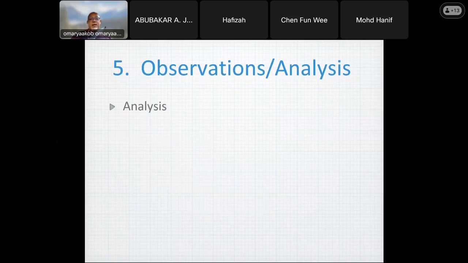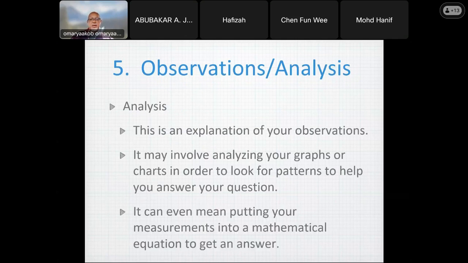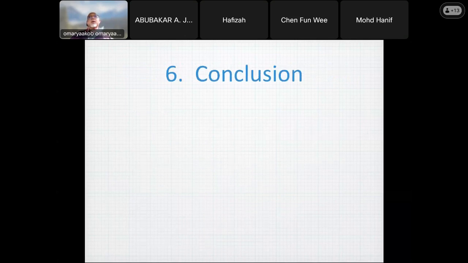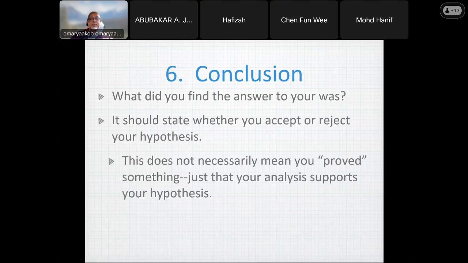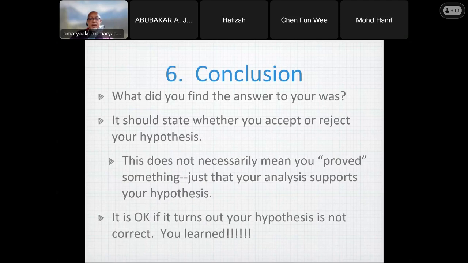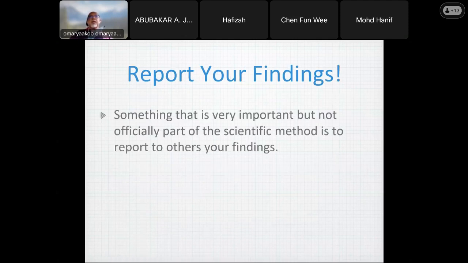And from there, you analyze. And finally, you can conclude whether what you expect to happen happens or not, so whether your hypothesis is correct or not. Okay, I think we understand better after we look at the example. And then you report your findings.